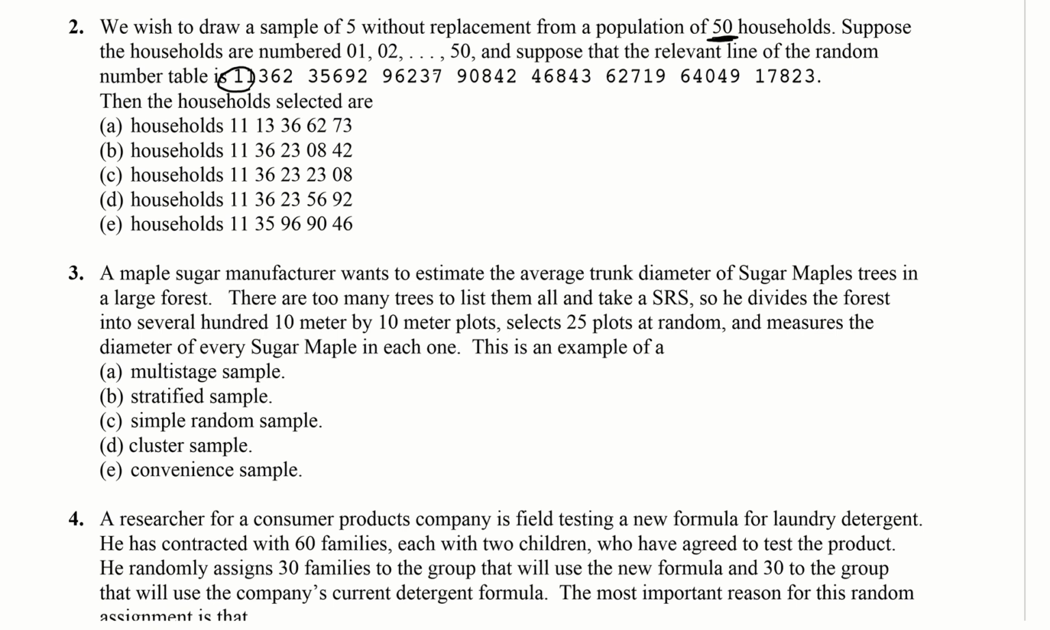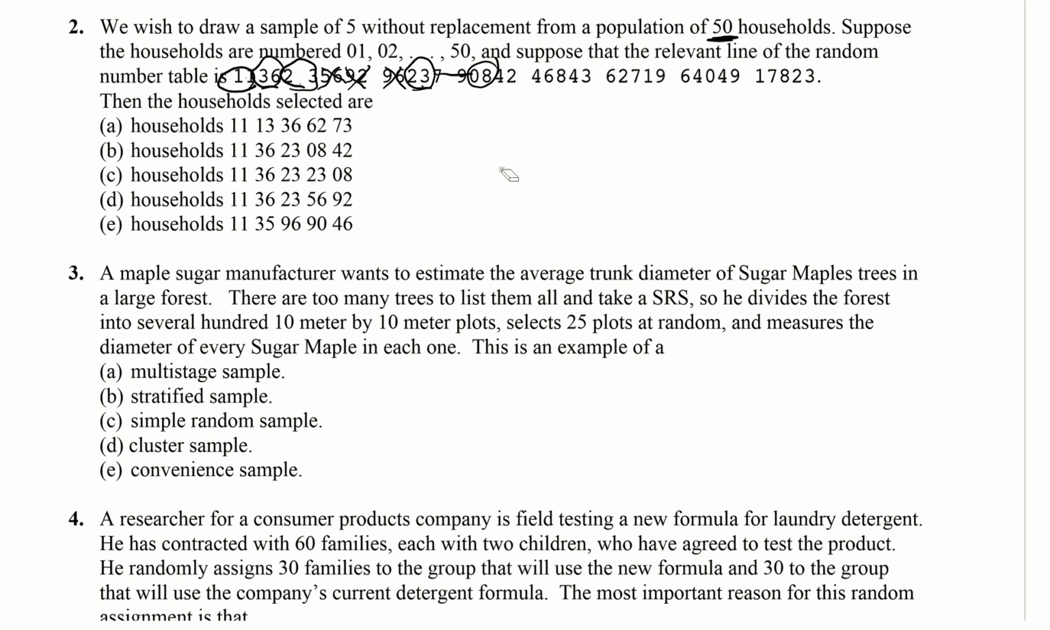So here this is one household that we can select. All right, and then we got 36. That's a number that's between 01 and 50. We got 23, so that's 3 households so far. 56, we got to ignore 56, right? We got to ignore 92, ignore 96, and then we got 23. That's 1, 2, 3, 4 households so far. Ignore 79, and then we got 08.